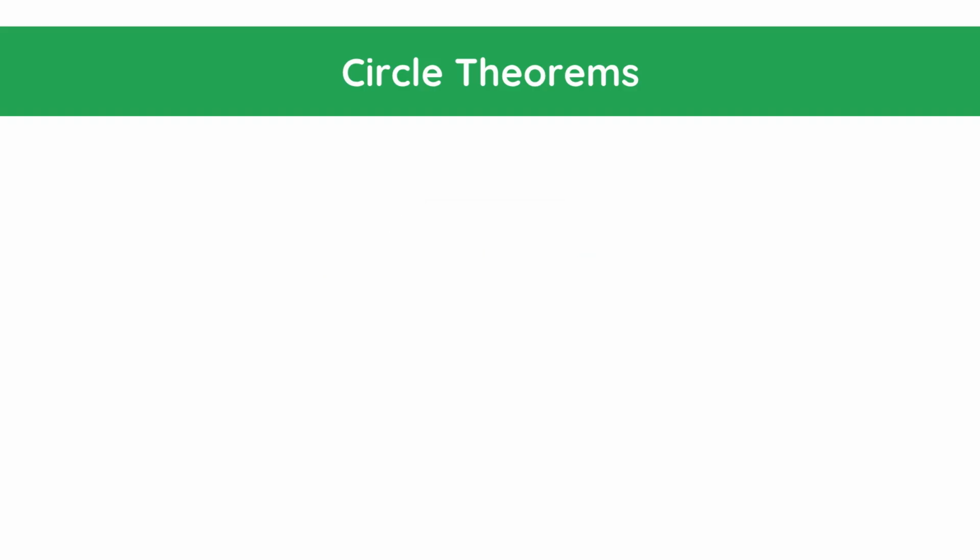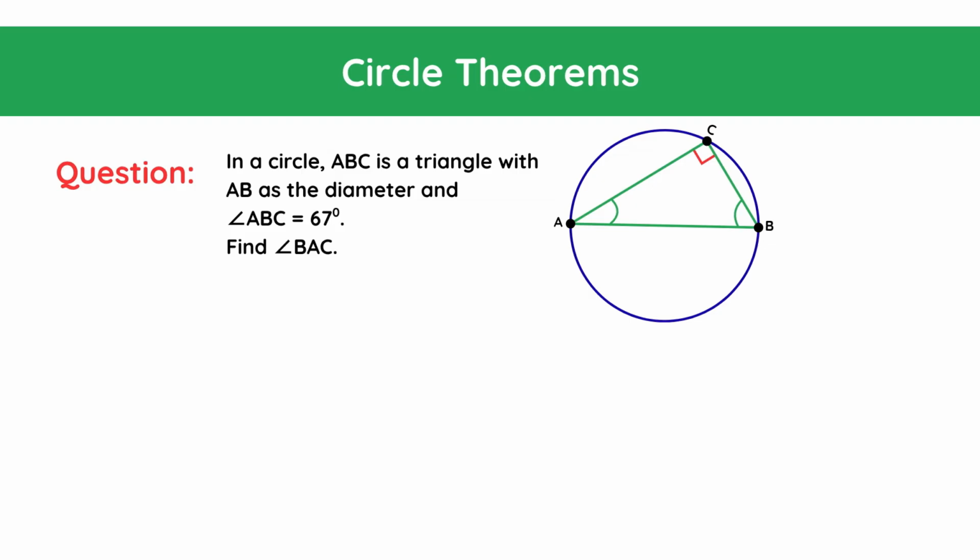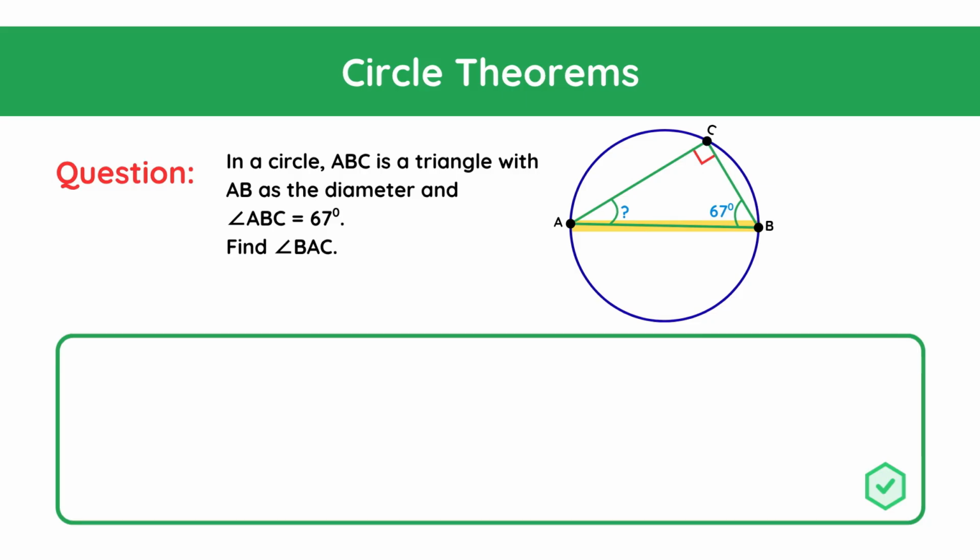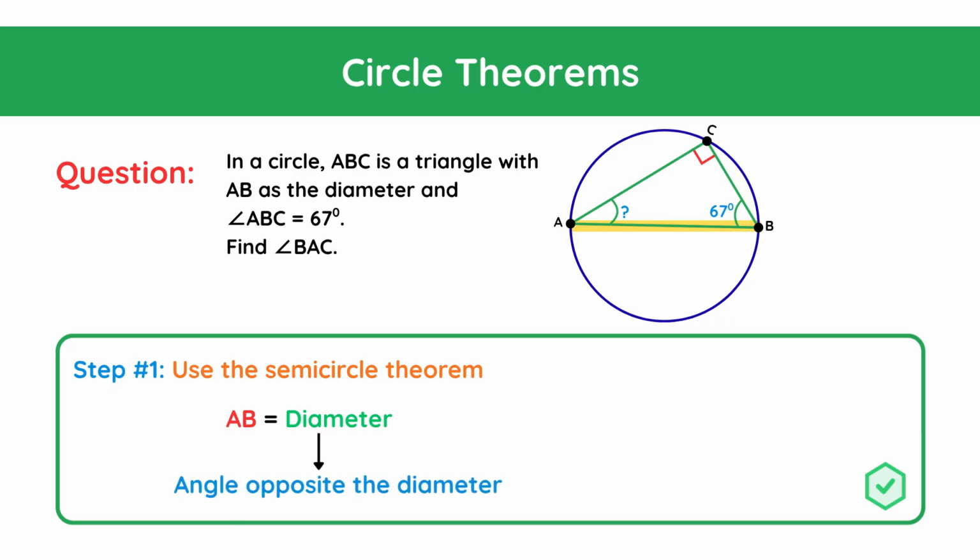Let's do an example. We have a triangle ABC inside a circle. AB is the diameter. The angle at B, which is angle ABC, is 67 degrees. We are asked to find the angle BAC. Step 1 is to use the semicircle theorem. Since AB is the diameter, the angle opposite the diameter, which is the angle at C, must be 90 degrees. So angle ACB equals 90.